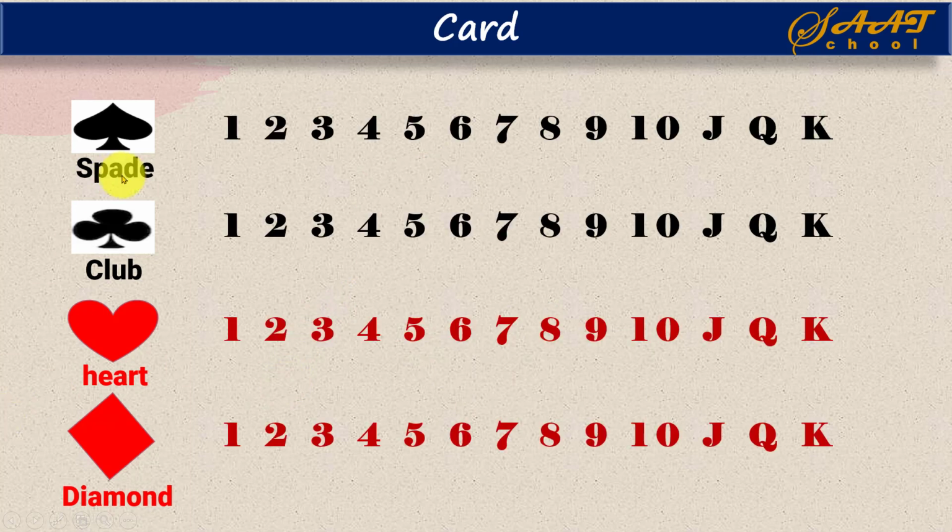So these are the cards of the spade, club, heart and diamond from 1 to K. I mean 1, 2, 3, 4, 5, 6, 7, 8, 9, 10 and J, Q, K, for Jack, Queen and King. So 13 cards of spade, 13 cards of club, 13 cards of heart and 13 cards of diamond. That is 52 cards in a deck of cards.